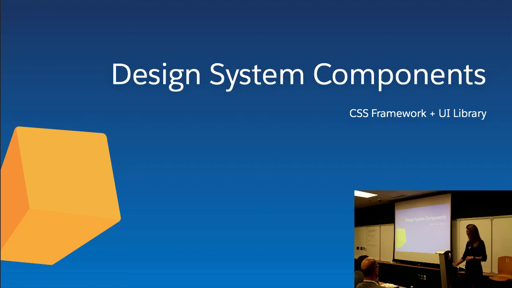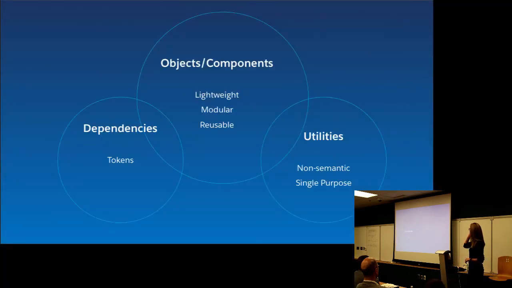It's very exciting. Our framework consists of three parts. We have dependencies, which consist of tokens. We have objects and components. These are lightweight and modular and reusable. A little different than you might think of when you hear Lightning components. These are components in our UI library. And then we have utilities, which are non-semantic, single-purpose classes that give you added ability.